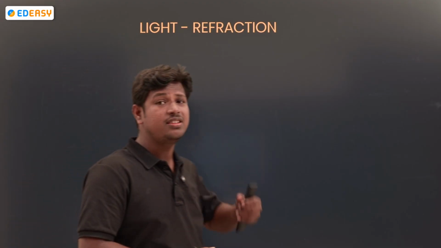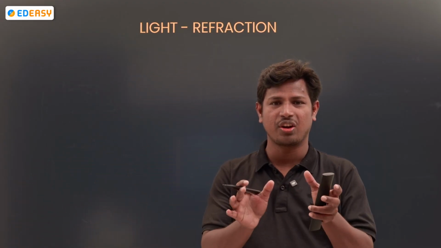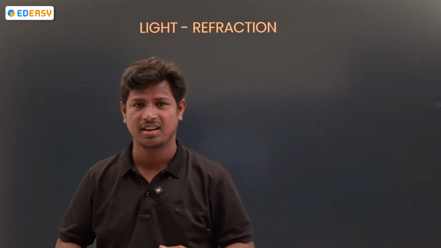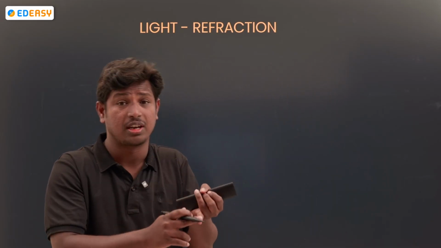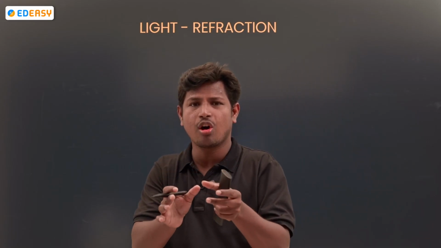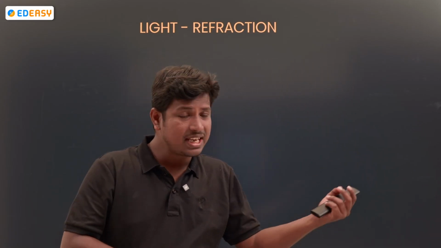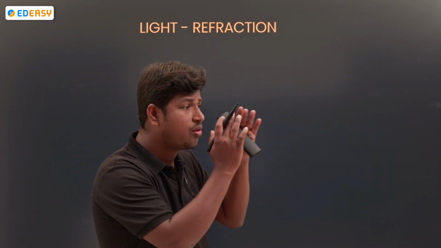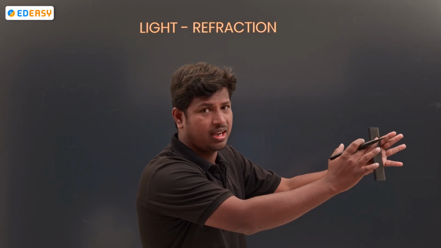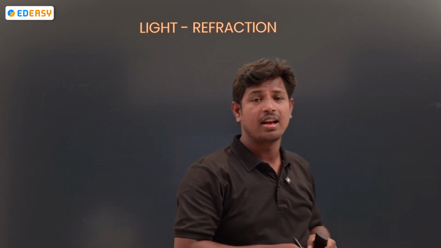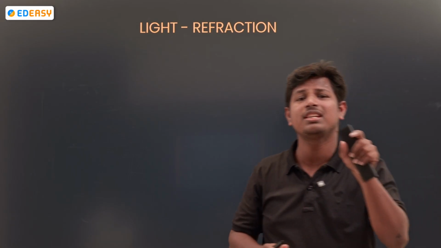Now the second section of light is refraction. You all know what refraction is, what reflection is, and rectilinear propagation of light. These are all properties of light. Light travels in a single medium from one place to another in a very straight path, like how we release an arrow. Light also goes in a straight path.